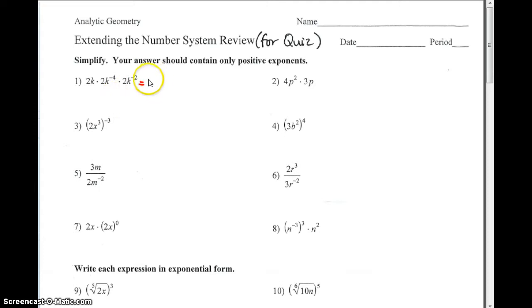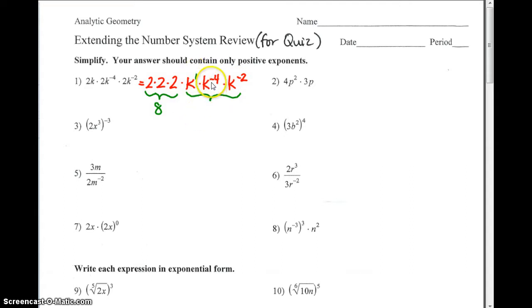So what I'm going to do is multiply 2 times 2 times 2, because I have a 2 here, here, and here. Then I want to multiply k times k to the negative 4th times k to the negative 2. Now what this means is that I have grouped my like terms here and here. So 2 times 2 times 2 is 8, and k times k to the negative 4th times k to the negative 2.